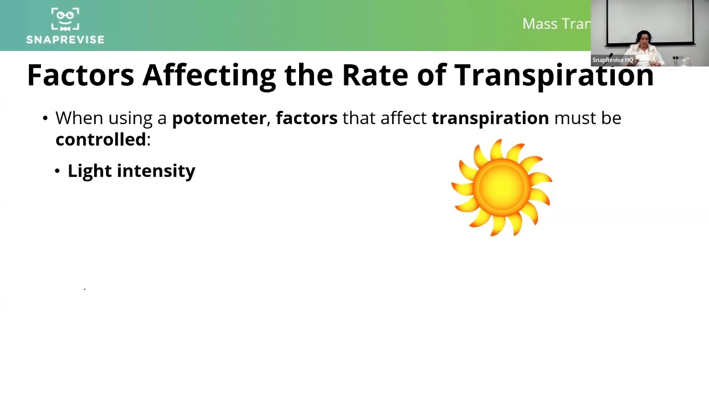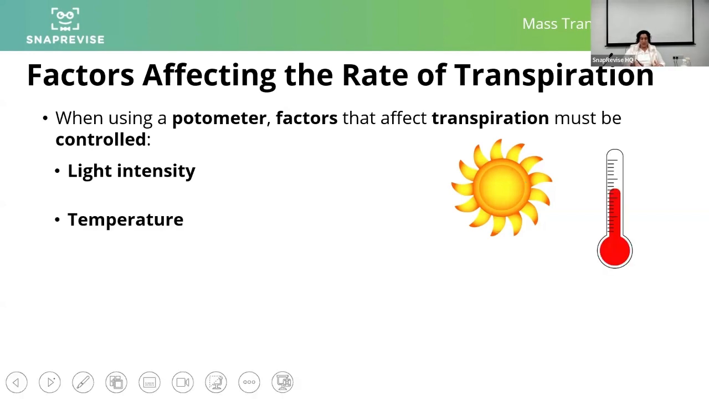Light intensity. The higher the light intensity, the higher my rate of transpiration, because the rate of photosynthesis is going to be faster. Therefore, the stomata are going to be open for longer to facilitate gas exchange, and therefore more water is going to be lost from the leaves by transpiration. The second one is temperature. The higher the temperature, the higher the rate of transpiration, because the rate of evaporation from the leaves is going to be higher.